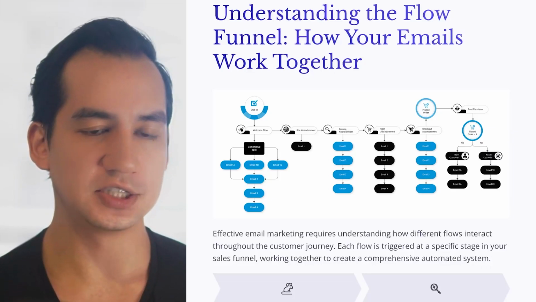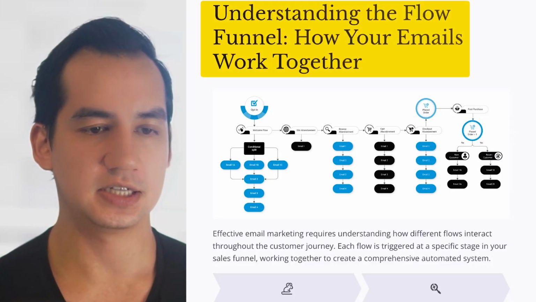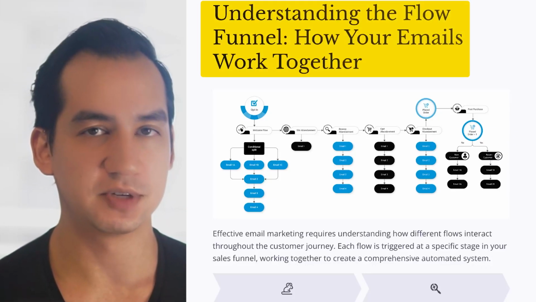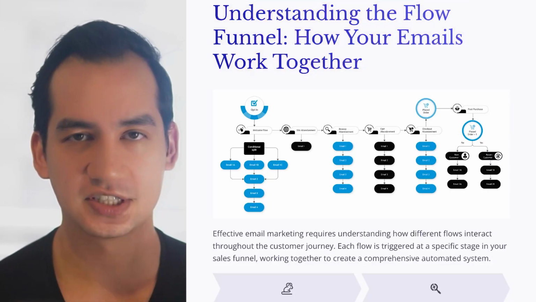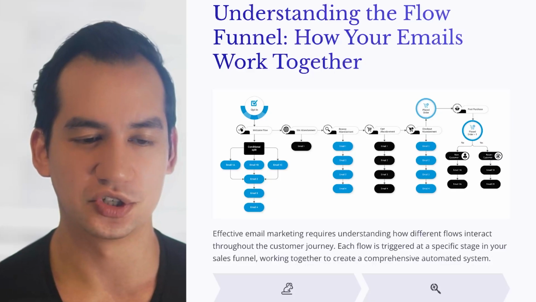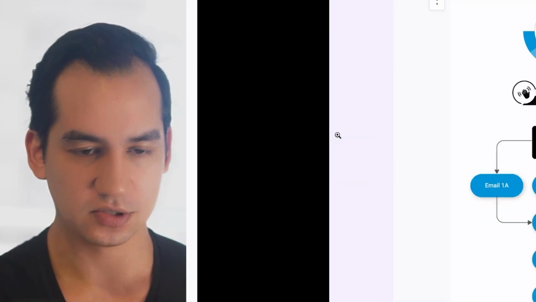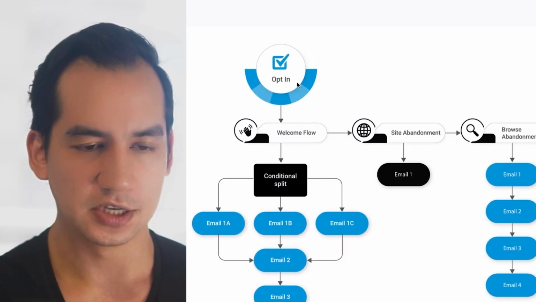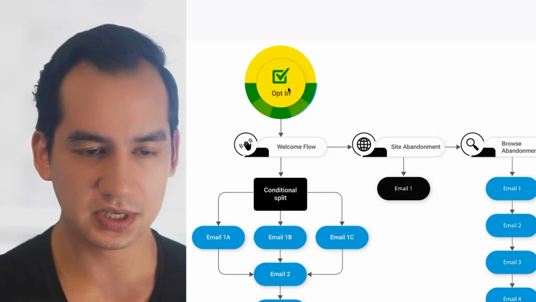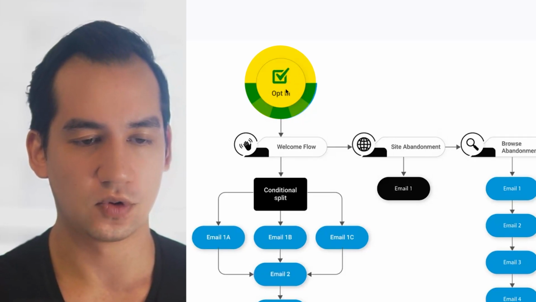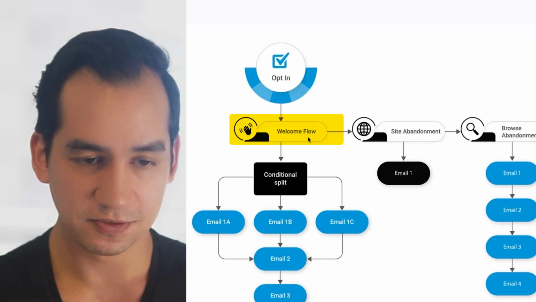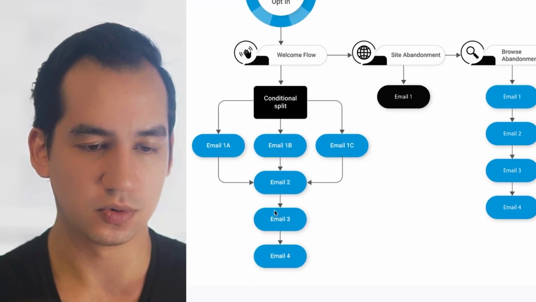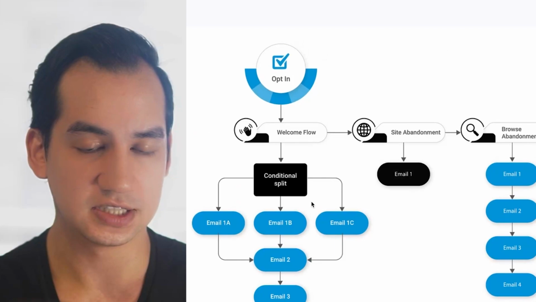Starting point, all right, so we really need to understand the flow funnel, how your emails work together, and what are the emails that we're going to be sending at each stage of the customer journey. We have this picture right here, so let me just zoom in. First, you have your opt-in. There needs to be a version for mobile and desktop because they need to be optimized separately. Welcome flow, obviously this is the entry point, and then they go into these emails here.